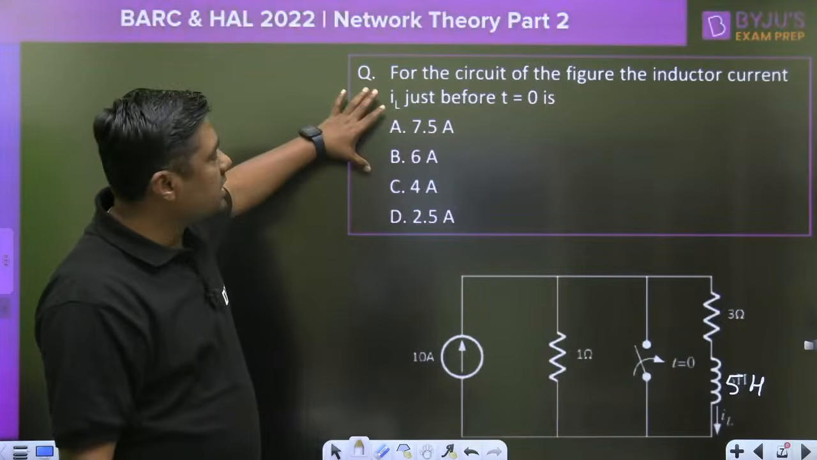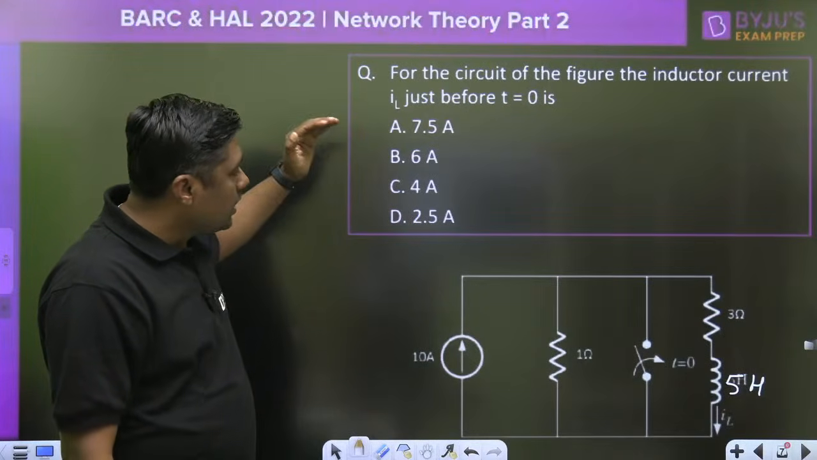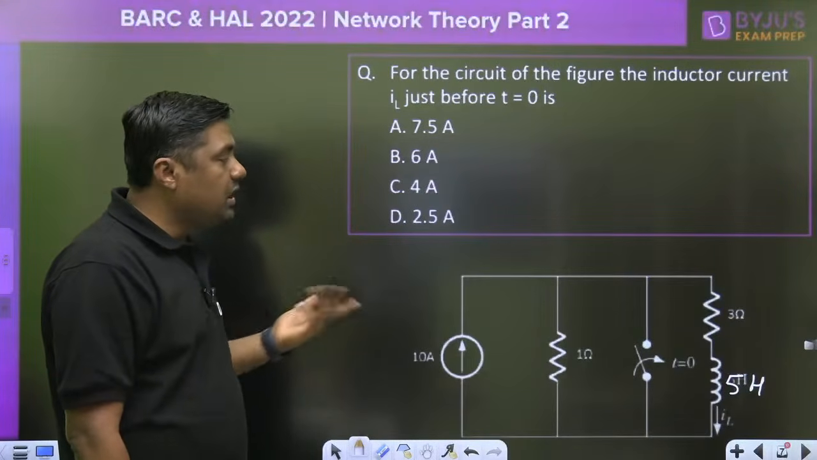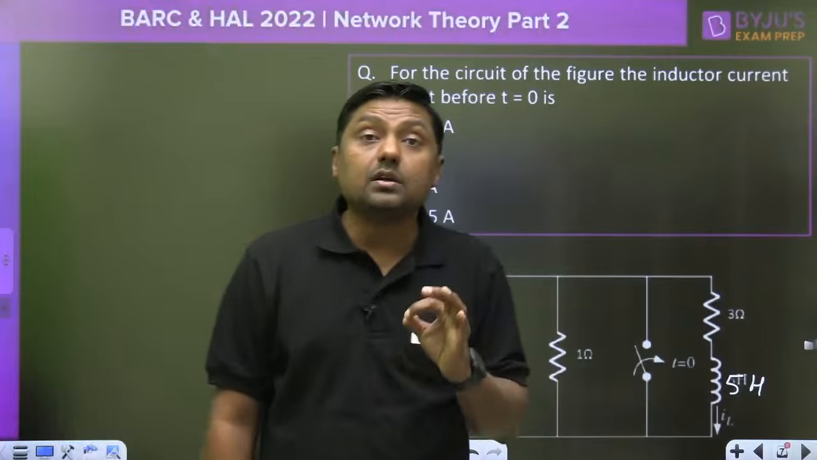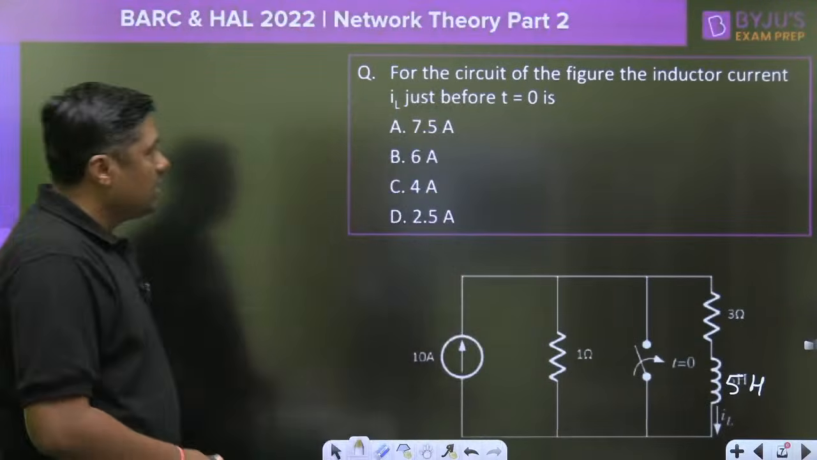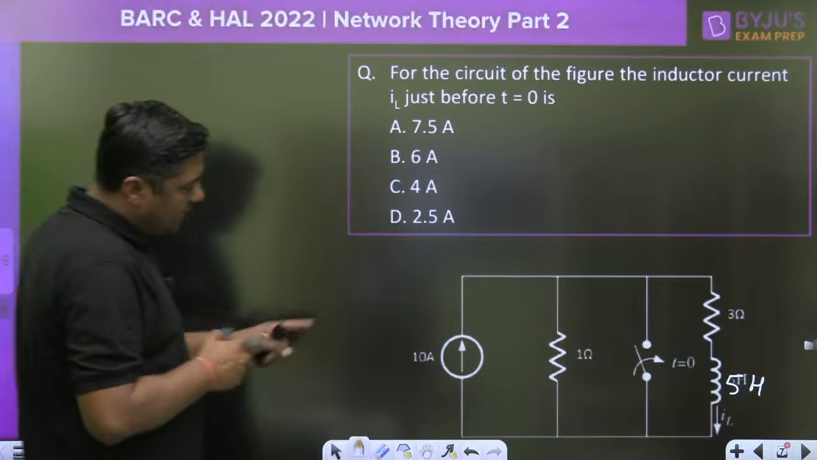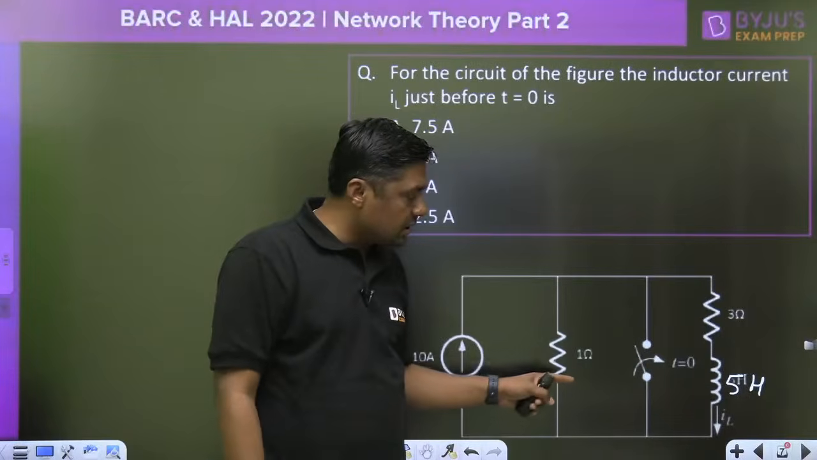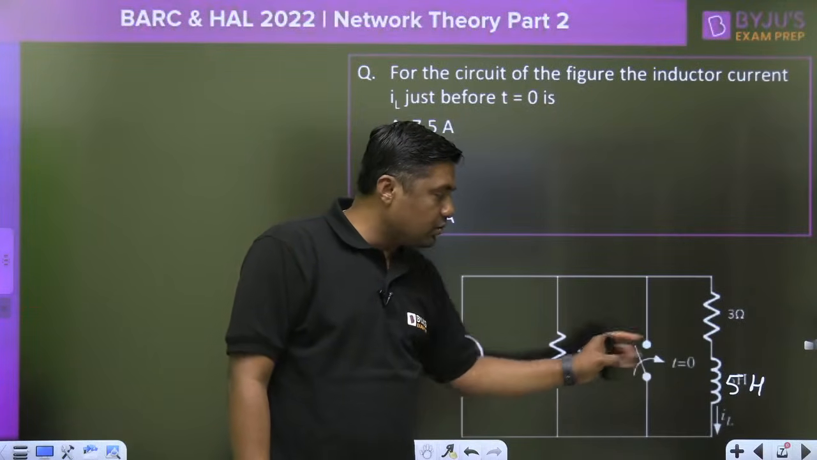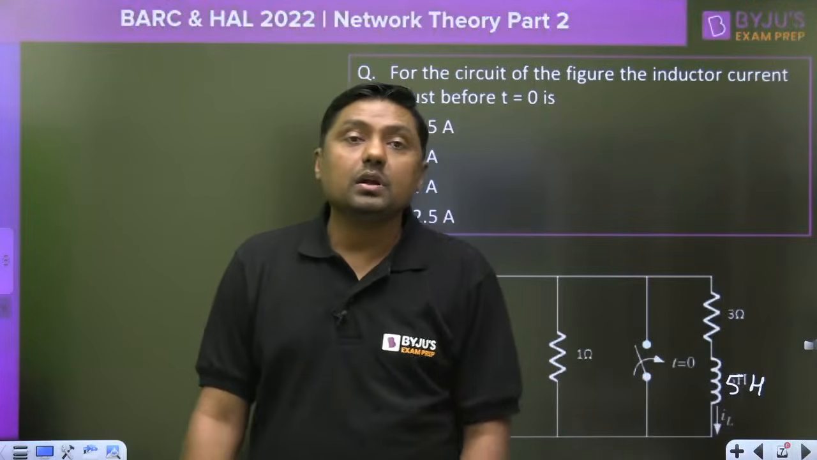For the circuit of the figure, the inductor current IL just before t equal to 0, meaning before the switch closes, what will be the current through the inductor? Inductor does not allow sudden change of current. Please give me the answer: A, B, C or D. Take your time. This is a 10 ampere current source, 1 ohm resistor. Initially the switch is open. Now it will be closed at t equal to 0. This is the 3 ohm resistor and that is the 5 Henry inductor.